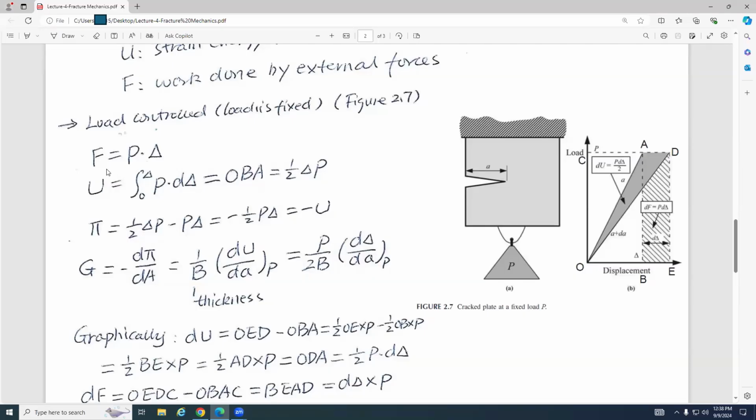Bobby? Is that the subscript P, like in dU over dA? Yeah. Good question. This subscript P means load control. I'm sorry, I did not mention it. Later, when we talk about displacement control, we use another letter. We use D. Thank you, Bobby.